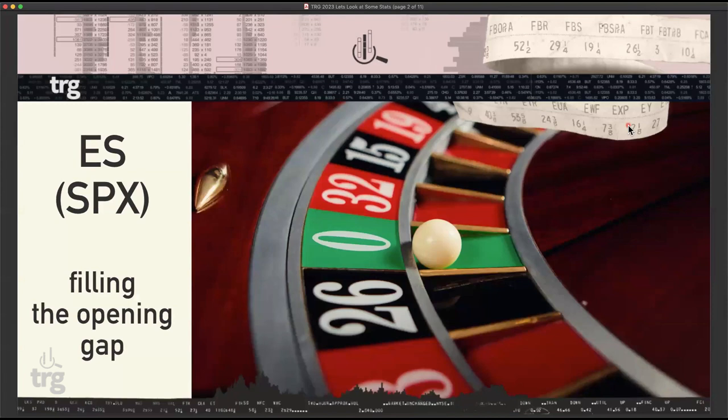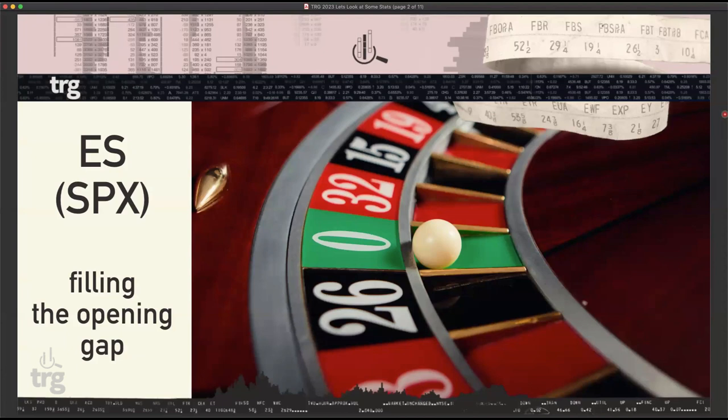First statistic, we're going to think about ES and the idea, and I've put SPX in brackets because we're only thinking about regular trading hours, cash session, when NYSE is open. So let's think about the idea of the opening gap. Now, people define gaps in different ways. Now, if we think about when cash closes at 3 p.m. Central, 4 p.m. Eastern, and when it reopens at 8:30 Central, 9:30 Eastern, it is really unlikely that the cash market is going to open at exactly the same price that it closed at the day before.